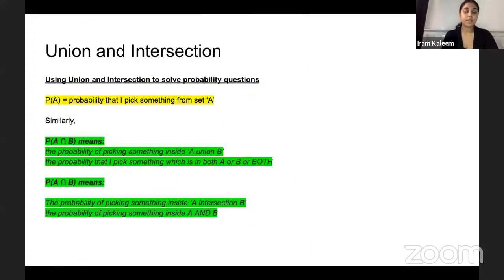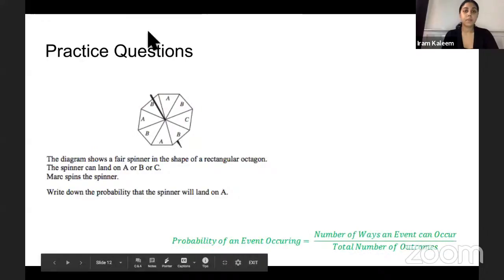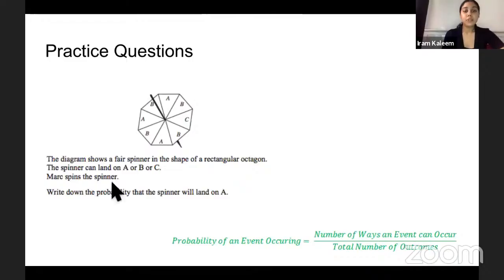Let's move on. All right, so let's start some practice questions. The diagram shows a fair spinner in the shape of a regular octagon. The spinner can land on A or B or C. Mark spins the spinner. Write down the probability that the spinner will land on A. So again, I'll give you a minute to have a go at this one, and then we'll go through it. I've put a hint at the bottom, which is the key formula for writing down this probability.